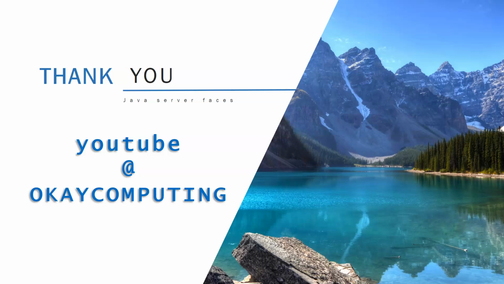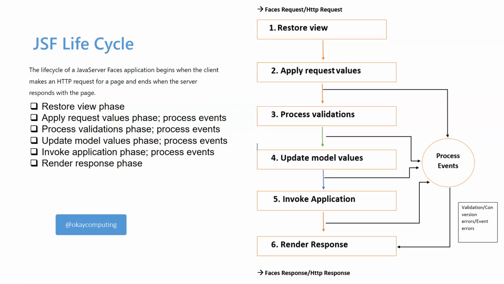If you think there is a problem and you want me to recap, let me just go back to the very first life cycle. Again, restore view: what we have learned here is that JSF builds or prepares the component tree. Next step is apply request values. Whatever input is entered by the user will be stored in the component tree, in the components. Then we have process validation. Whatever validators are registered with the components will be executed, and converters as well. Update model values: the user inputs will be actually updated into the bean properties or bean attributes.